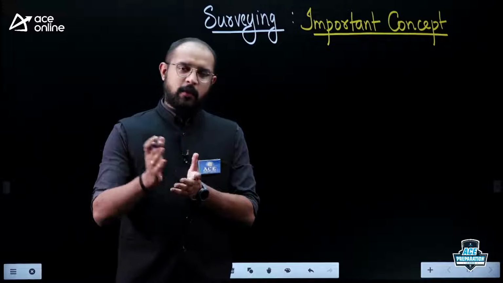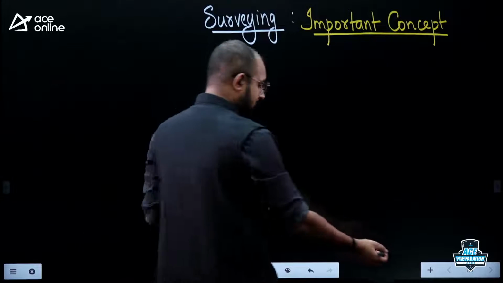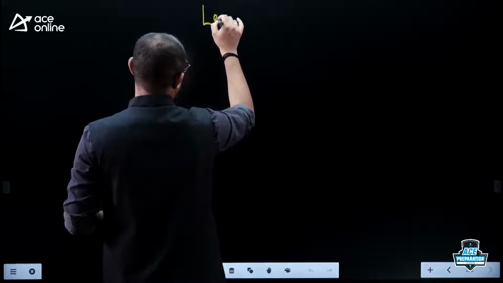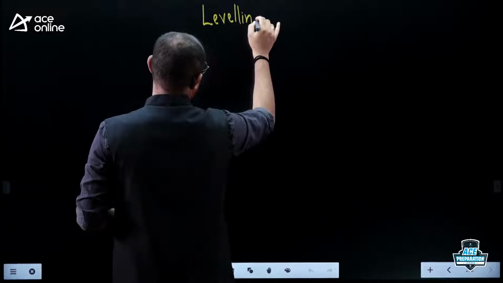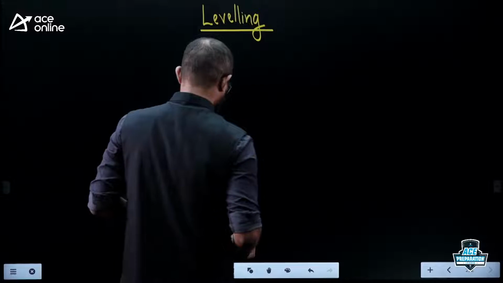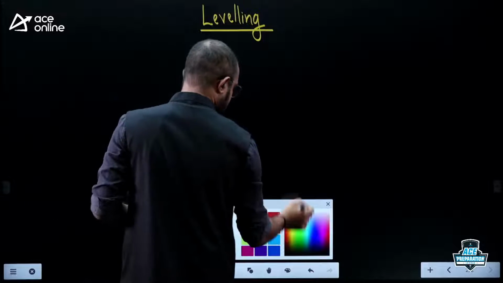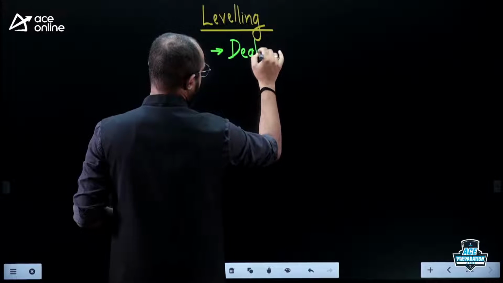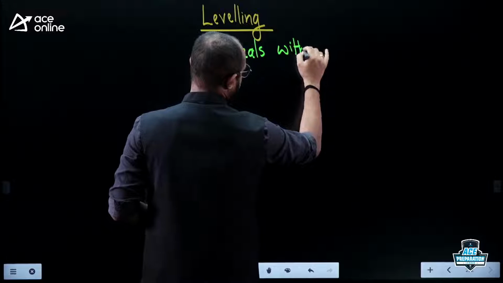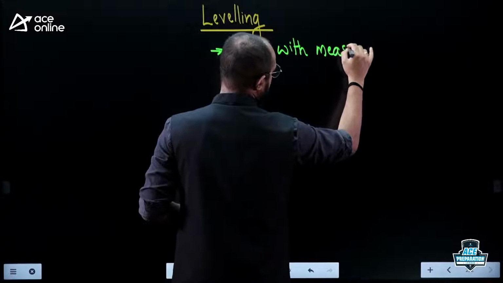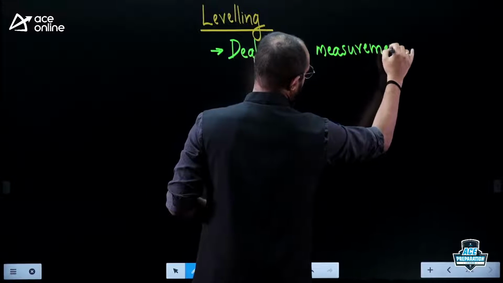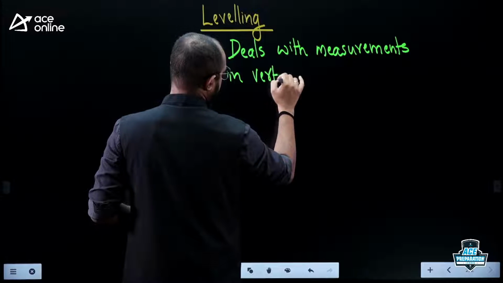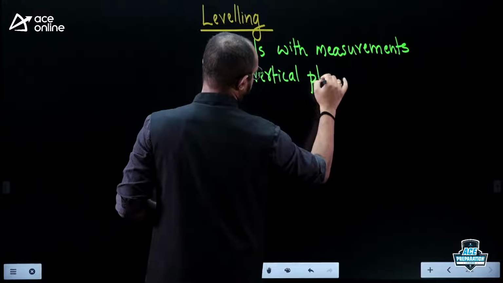Before we start, I would like to talk about what is meant by leveling. Leveling is the branch of surveying that deals with measurements in the vertical plane. I will write it like this: it deals with measurements in the vertical plane. Measurements in which plane? In our vertical plane. So, this is what we call leveling.